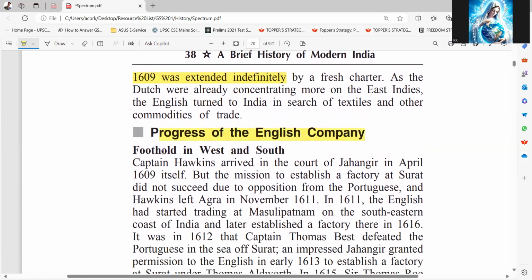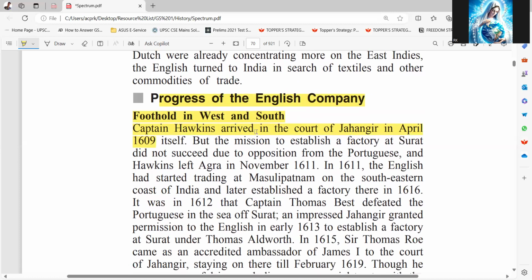Progress of the English Company, foothold in West and South. Captain Hawkins arrived in the court of Jahangir in April 1609.